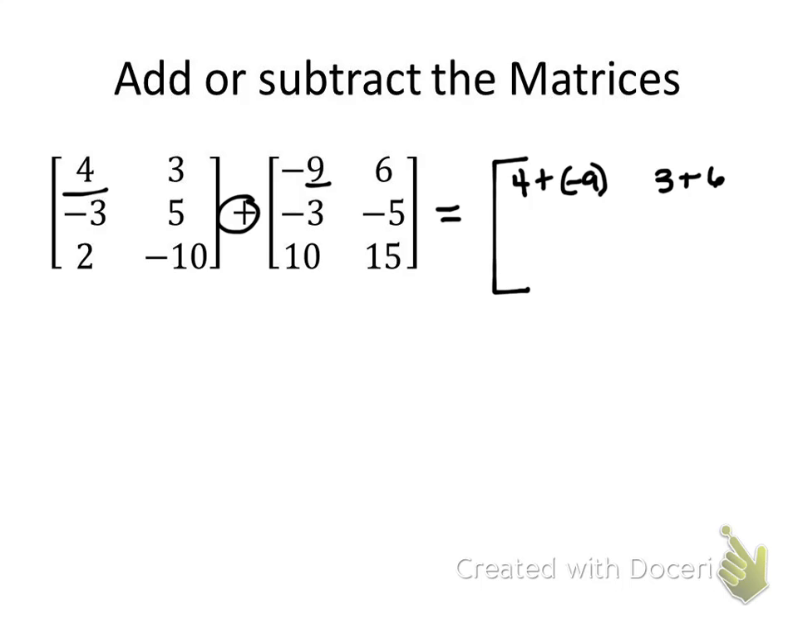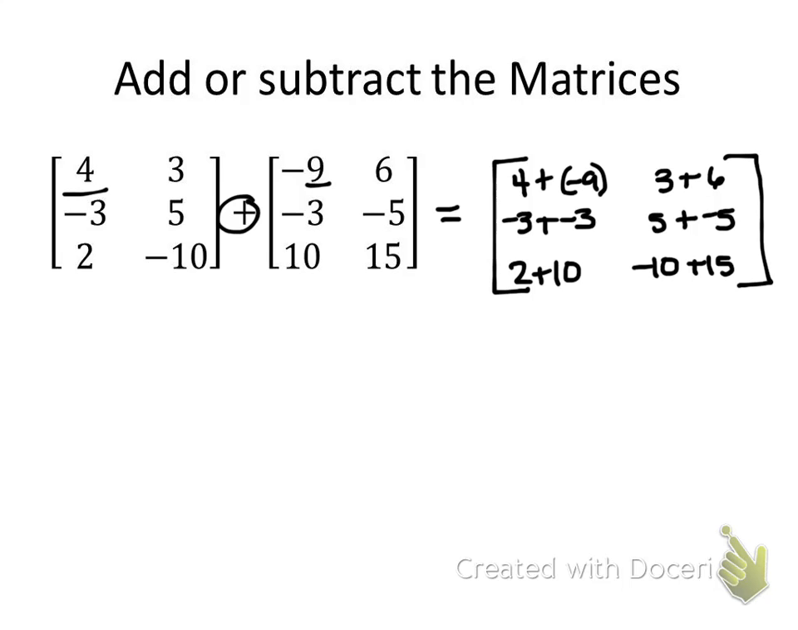3 plus 6, negative 3 plus negative 3, 5 plus negative 5, 2 plus 10, and negative 10 plus 15. Okay, some of you on the quiz, you messed up because you just did addition or subtraction wrong. You forgot about same signs, add and keep, different signs, subtract and take.